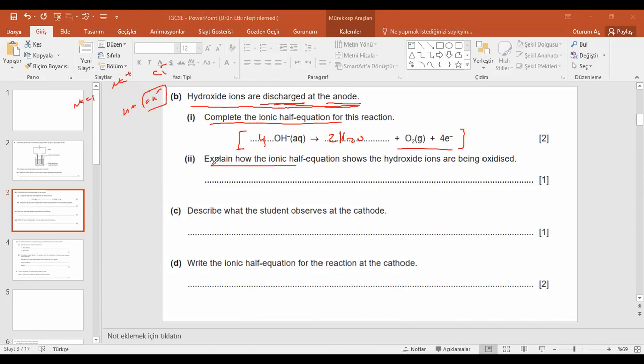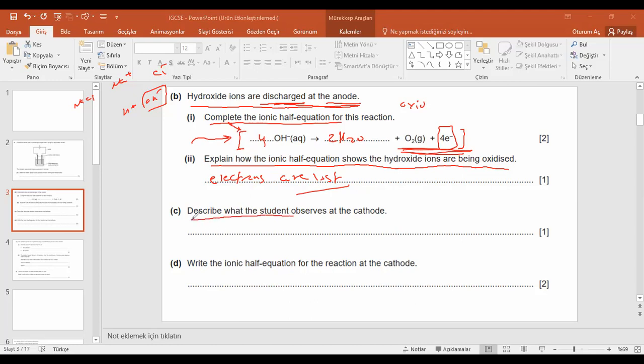Explain how the ionic half equation shows that the hydroxide ions are being oxidized. So how can we prove that this is an oxidation reaction? Electrons are lost. Whenever you see electrons on the product side, this must be an oxidation reaction. Here we have losing of electrons. And if the electrons were on the left, this would be reduction.